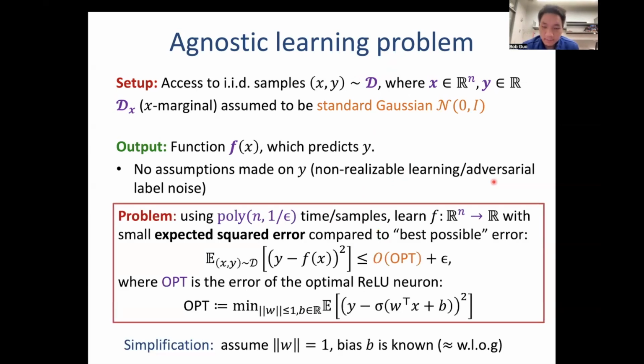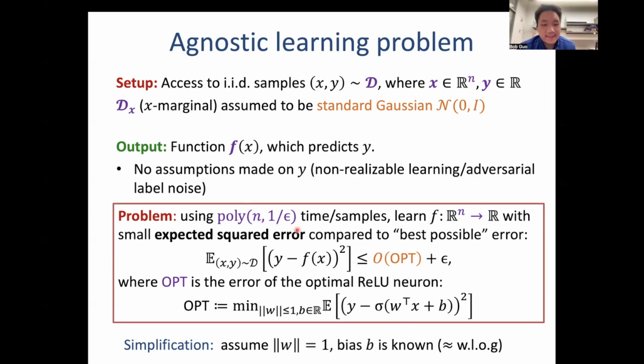And the goal of this learning problem is to use a certain number of samples and time, and we want the output function f to have small expected square error. Specifically, we want it to be at most a constant multiple of opt plus an additive epsilon error, where opt is the error of the optimal ReLU neuron. So this expectation here is the squared error of the optimal ReLU neuron. And we note that the number of time and samples that we require is polynomial in the input dimension n and also inverse polynomial in the additive error epsilon.